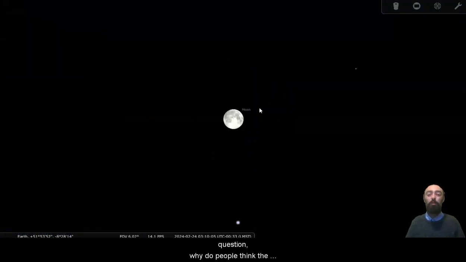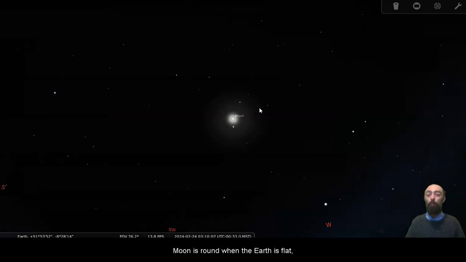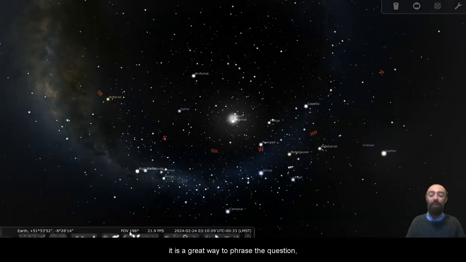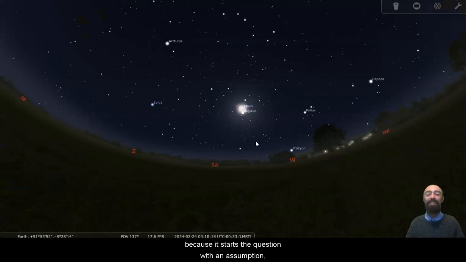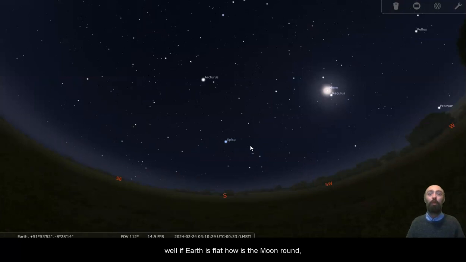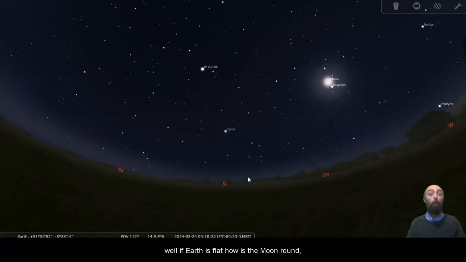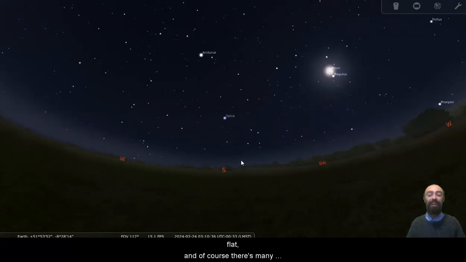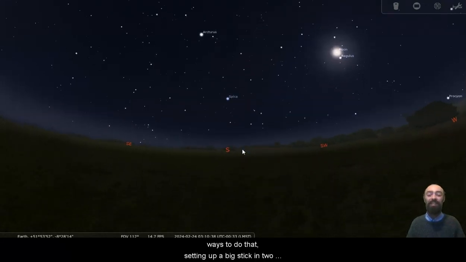And I bring this up due to the phrasing of the question, why do people think the moon is round when the Earth is flat? It is a great way to phrase the question because it starts the question with an assumption. It implies that the Earth is flat in its question, and that is a form of logical fallacy, kind of assuming your conclusion in the question, saying, well, if the Earth is flat, how is the moon round? We need to challenge the assumption that the Earth is flat. And of course, there's many ways to do that.